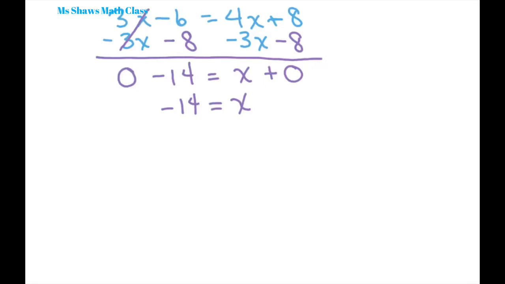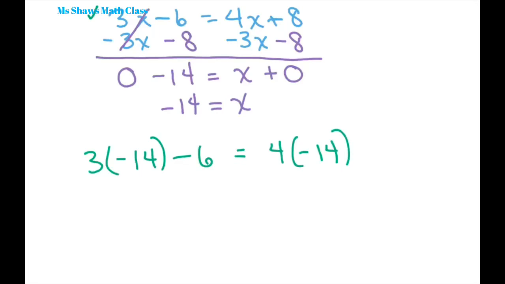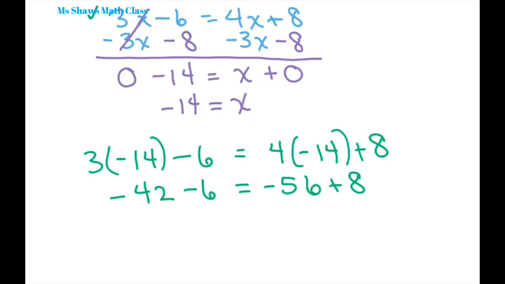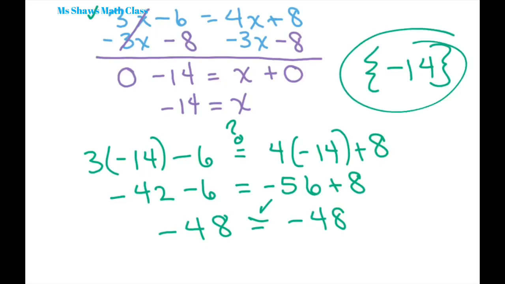Now let's check our solution and go back to our original equation and plug in negative 14. All right, so we have 3 times negative 14, which is going to be negative 42. And 4 times negative 14, so we have 28 plus 28 is 56. So that's going to be negative 56. So let's subtract. You have negative 42 minus 6 is negative 48. And negative 56 plus 8 is negative 48. So this is true. Therefore, our solution set is negative 14. So that's really your final answer.